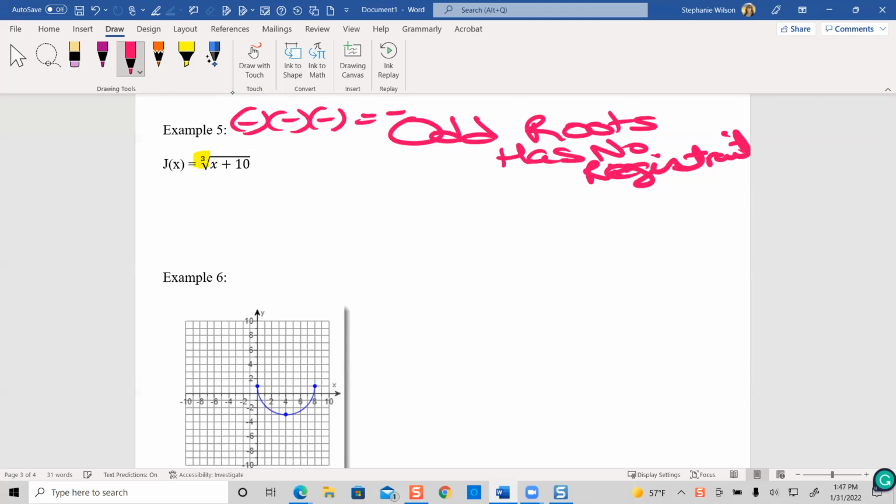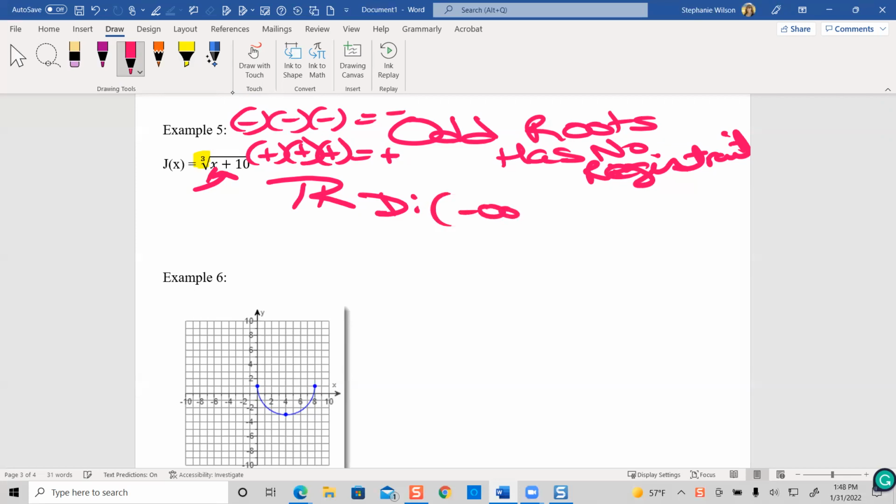It doesn't matter. And I can multiply something an odd amount of times and come out with a positive answer. So my answer that comes out of here can be negative or positive, whatever's inside there. So whatever I plug in for x, it doesn't matter. I'm always going to yield a real number. So its domain is negative infinity to positive infinity.